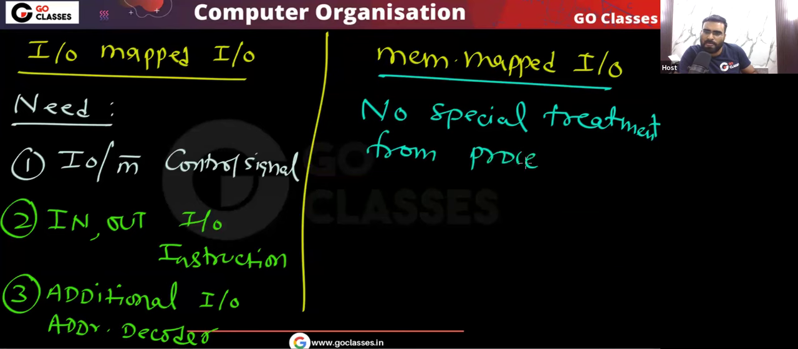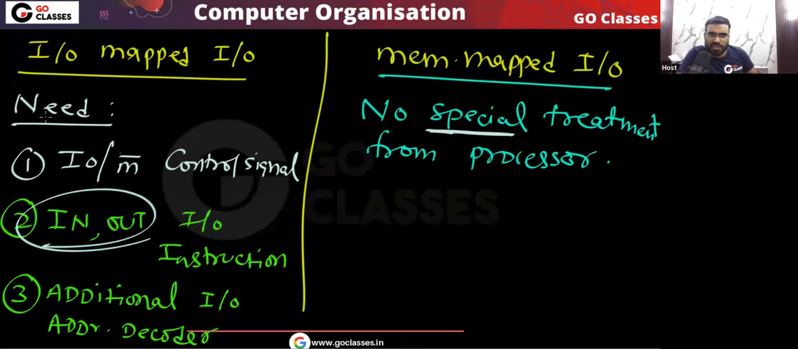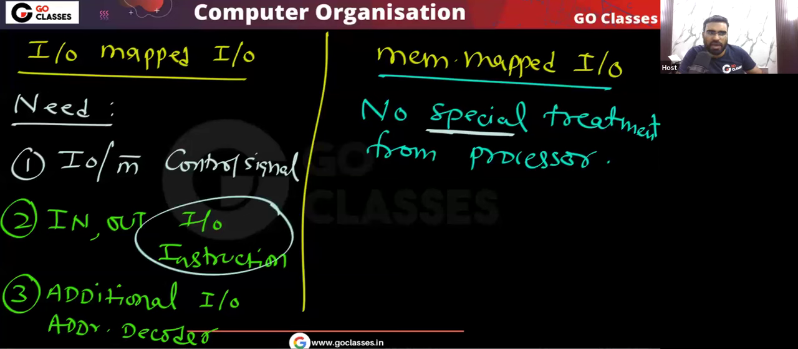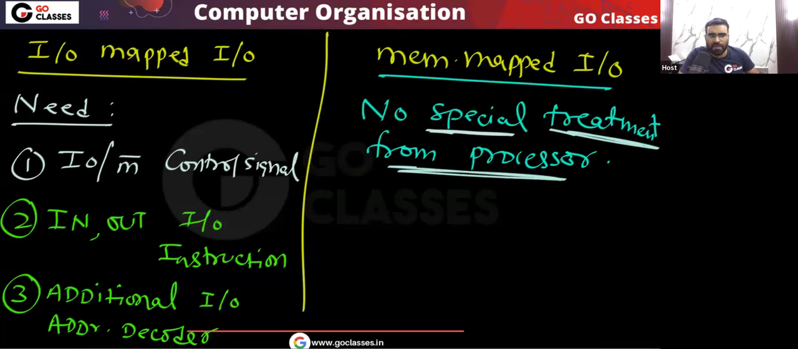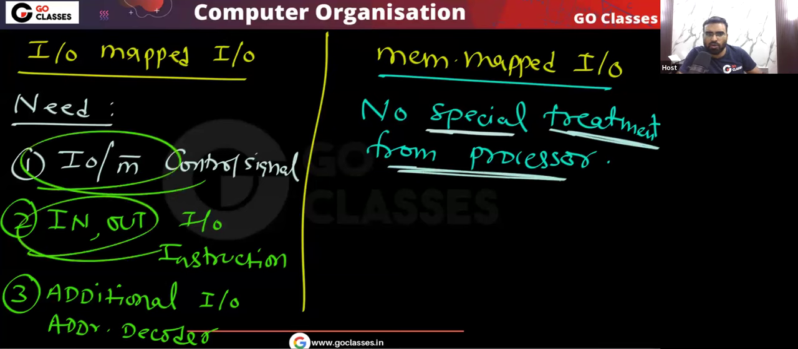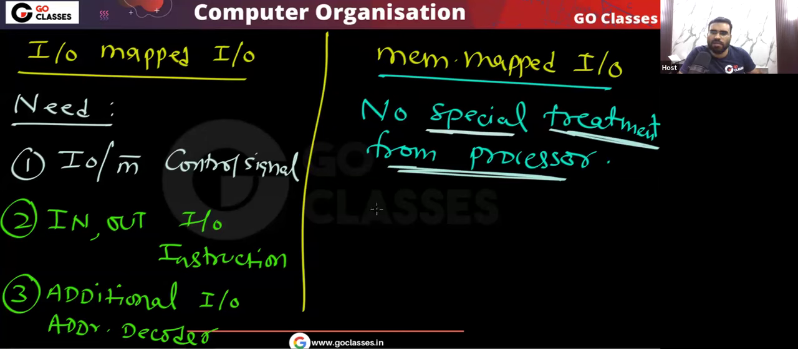For example, memory mapped IO will say, I don't need any special treatment from the processor. The IO mapped IO needs this additional control signal. I don't need this control signal. This IO mapped IO needs in and out IO instructions. I don't need them. I will use the load store. You need an additional IO address decoder. I don't need that. So basically, memory mapped IO needs no special treatment from the processor. Agree? No new instructions, no new control signal, nothing.